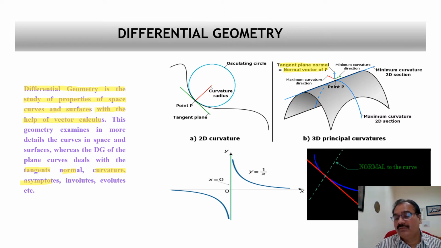how it looks. If this is a point on the surface, then here you can look at all the 3D. The upward is the tangent plane normal, that is equal to the normal vector at the point P. This green arrow indicates the minimum curvature direction. But this red arrow indicates the maximum curvature direction. Okay, so you know how the 3D principal curvature looks.